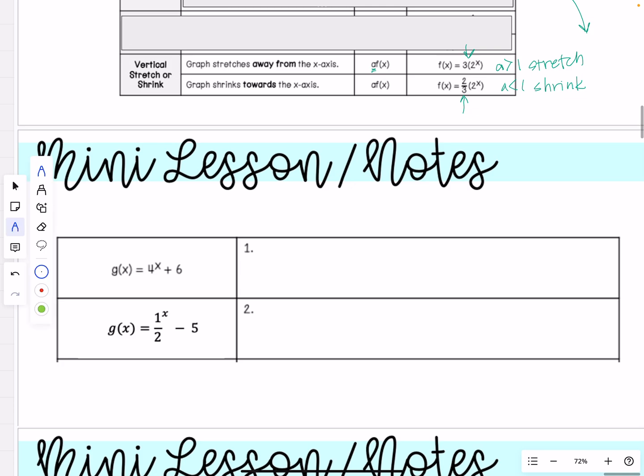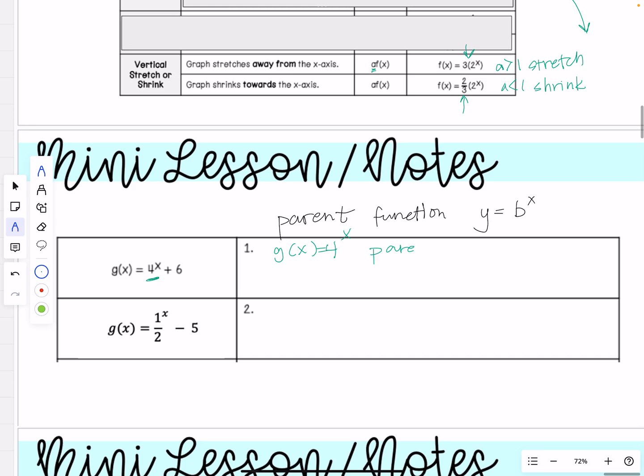So in this case, the parent function is going to be, and your parent function is always going to be y is equal to b to the x. Forget the a, forget any adders, forget any reflections. So in this case, our parent function is going to be g of x is equal to 4 to the x. Okay, this is our parent function.